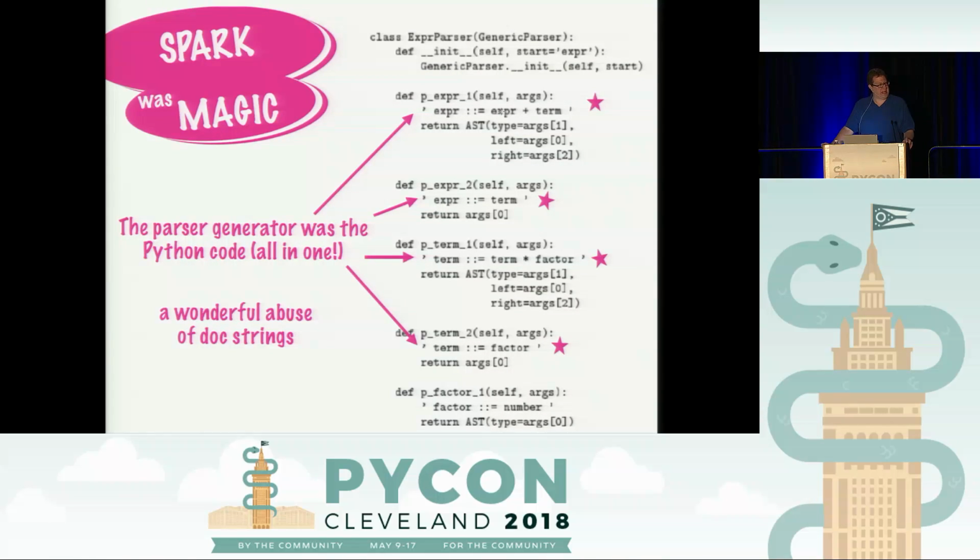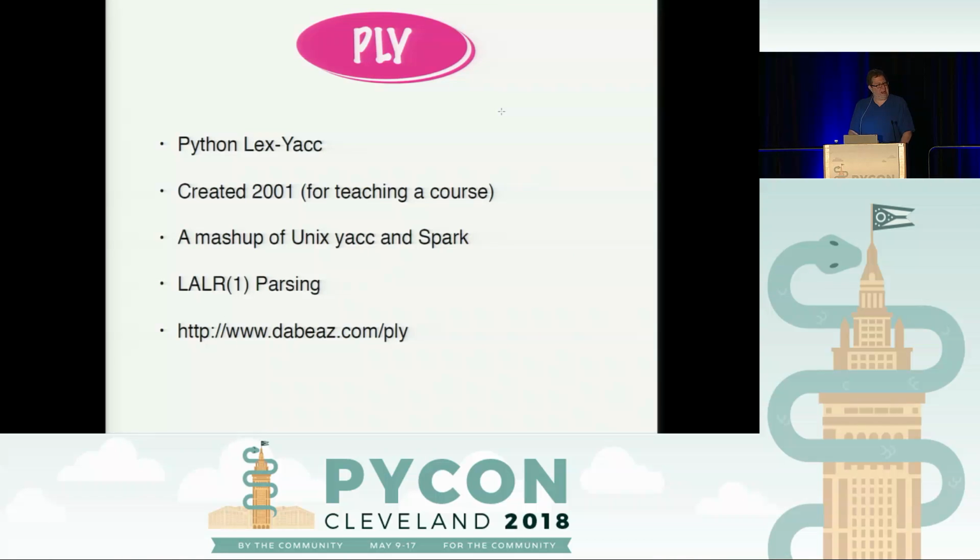It was really neat because it wasn't like a code generator. You didn't have to make separate files. It wasn't really complicated tooling or anything like that. I ended up copying that years later for a separate project. I have this project called Ply. It was created in 2001 for teaching a compilers course. It was a mash of yacc and this Spark toolkit. For various reasons, I didn't want to use Spark because I was very interested in a specific parsing algorithm, the LALR(1) parser.